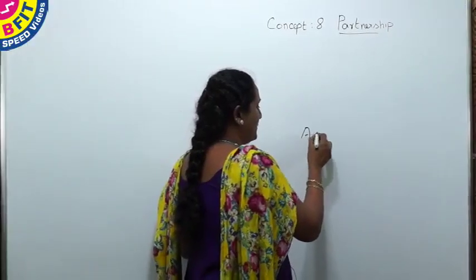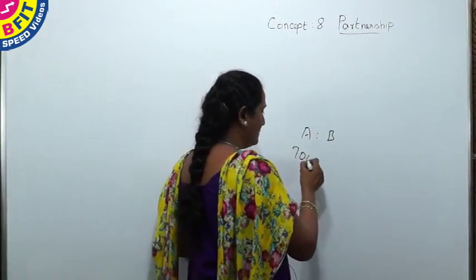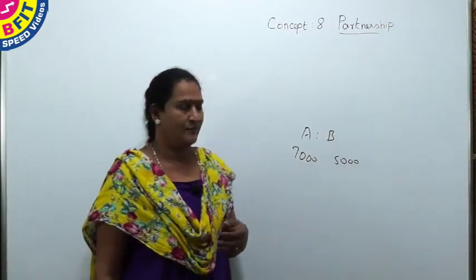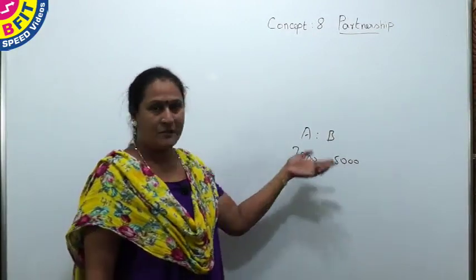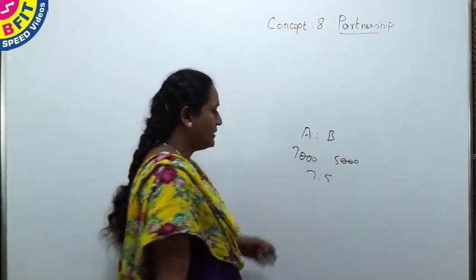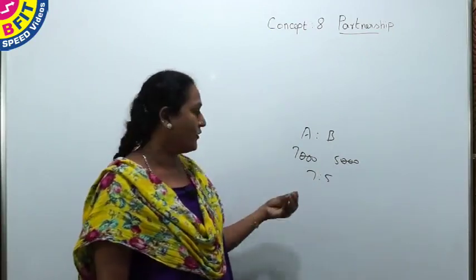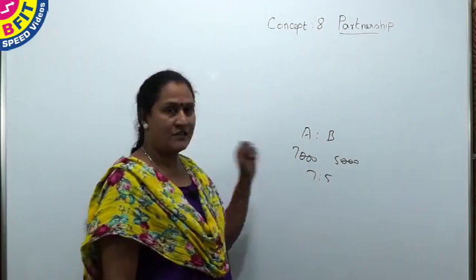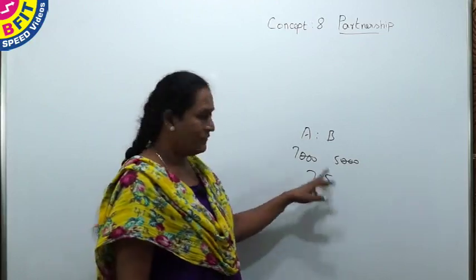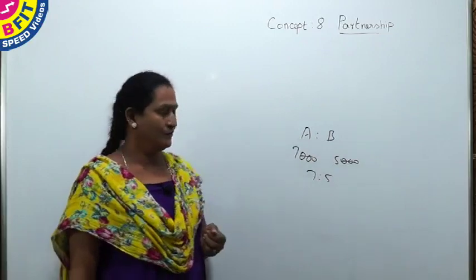See, suppose for example, A is investing 7,000 and B is investing 5,000, and the period is same. So A's investment is 7,000, B's investment is 5,000. So you get the ratio 7 is to 5. So only in this ratio they have invested, so they'll share the profit only in this ratio. A will receive 7 parts and B will receive 5 parts. So whatever the profit is given, divide into 12 and proceed. So based on this, we can work this question also.